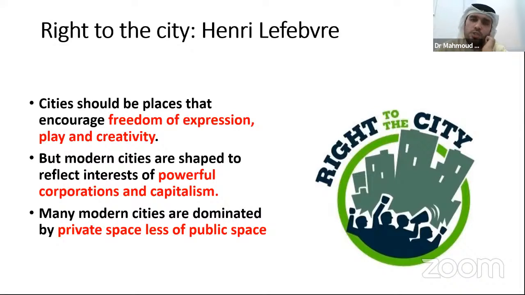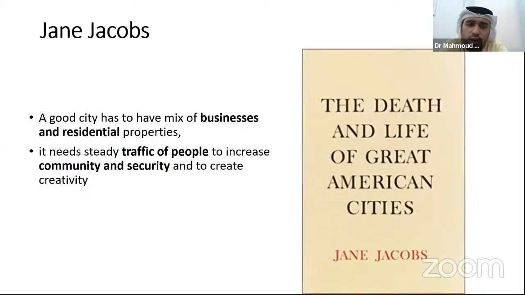Another concept that's related to social sustainability is what Henri Lefebvre talked about, the right to the city. Cities should be places that encourage freedom of expression, play, and creativity. But currently what we see is that cities are being shaped to reflect the interest of businesses rather than the interest of people. So we see more private space than public spaces. And nowadays with COVID-19, we've seen the importance of investing in public spaces. A lot of cities are now taking back streets from cars and giving them to people, and investing more into social capital and social infrastructure.